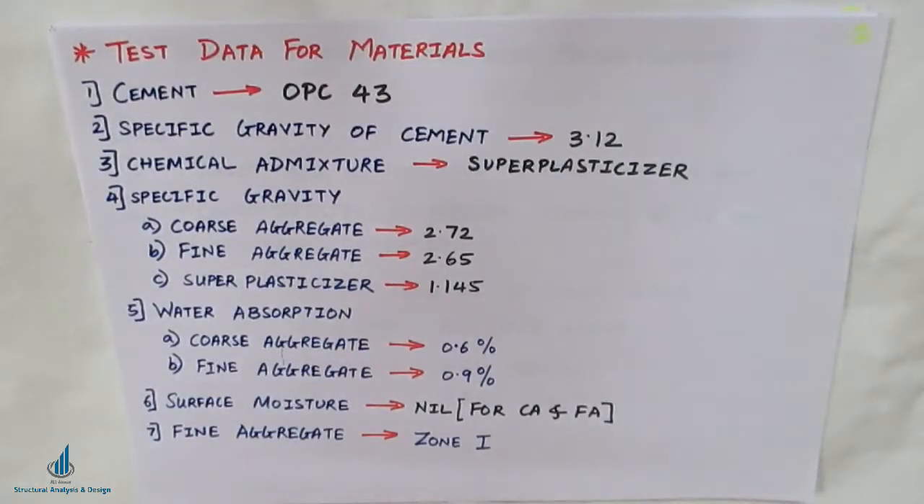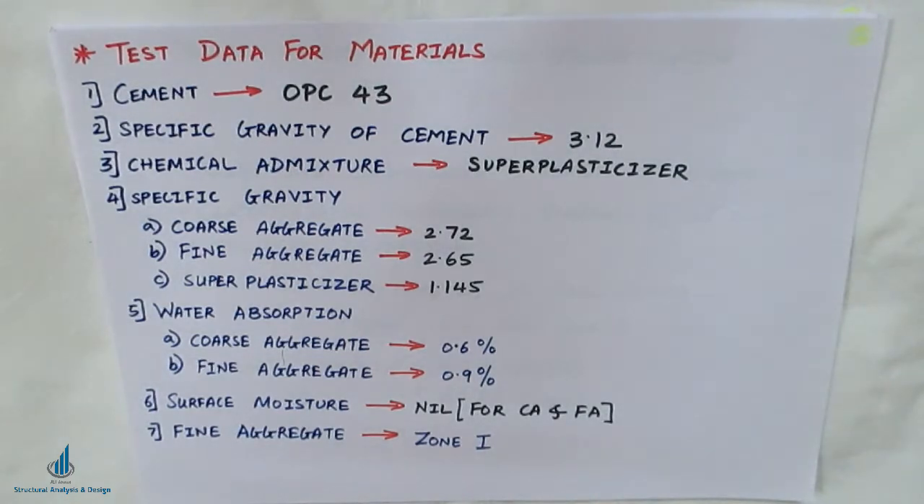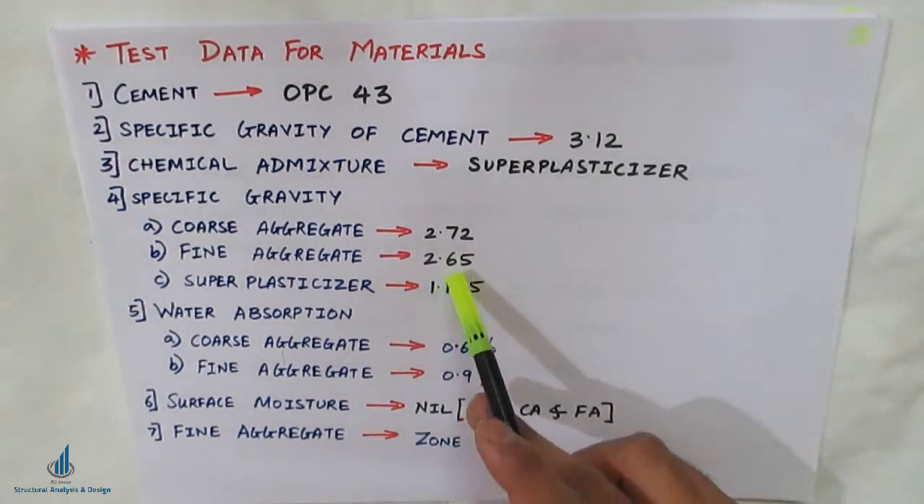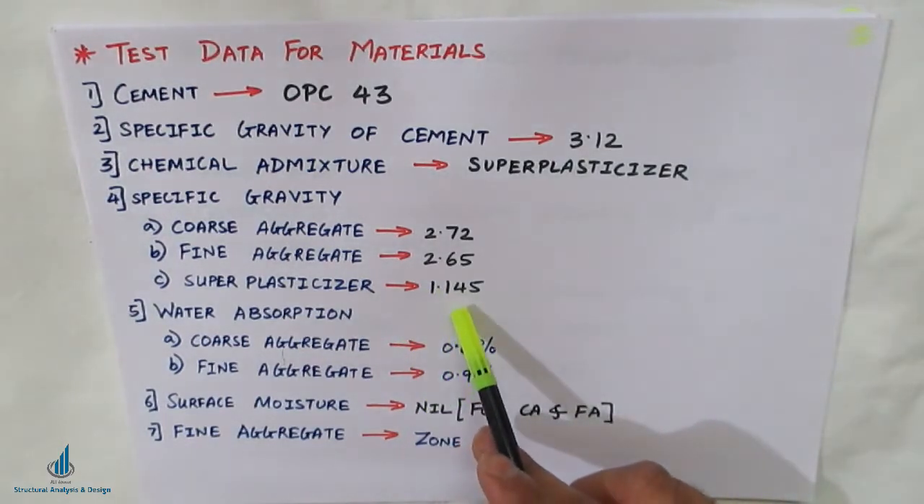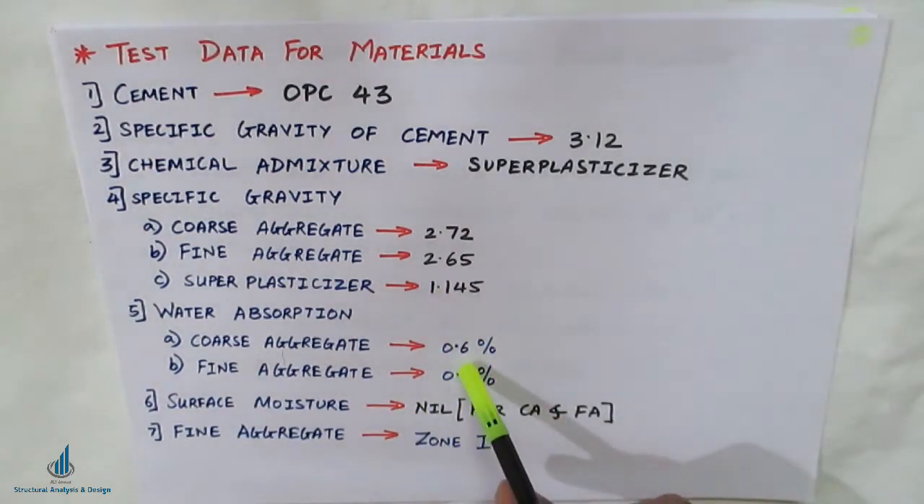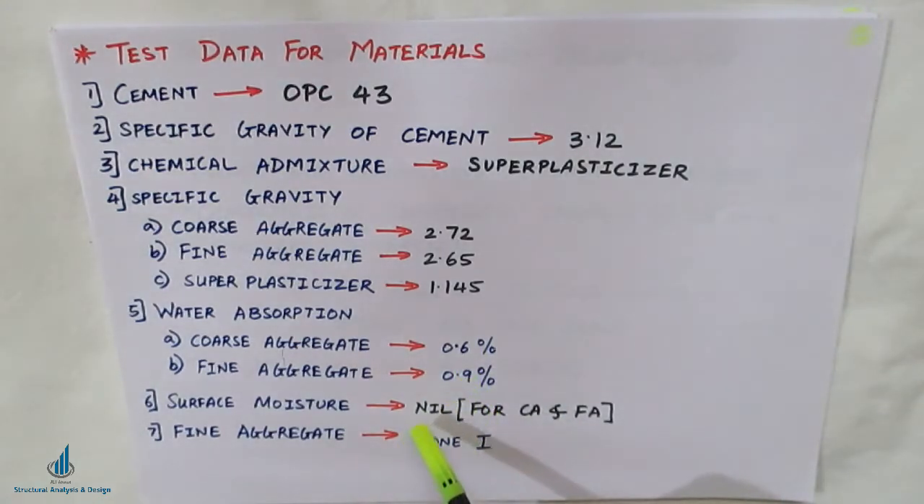For the test data, the cement is again OPC 43 grade. Specific gravity of cement they have given as 3.12. Chemical admixture used is Superplasticizer. Specific gravity of coarse aggregate is 2.72, fine aggregate is 2.65, Superplasticizer is 1.145, and the water absorption of coarse aggregate is 0.6%, fine aggregate is 0.9%. Surface moisture is nil for both the coarse aggregate as well as fine aggregate, and the fine aggregate which you are using is from zone 1.